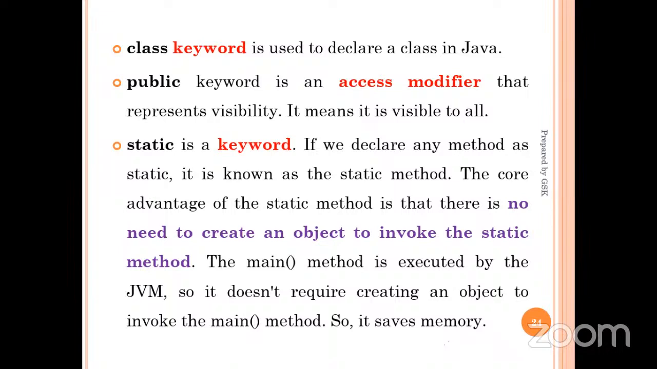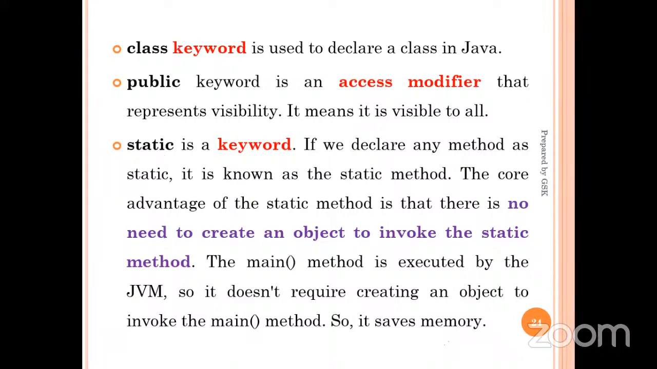In the same way, if you declare any class as public or any method as public, anyone can access it. Anyone in the sense you can access it from anywhere in the program, from any method, from any other class also. Okay. Then coming to static, it is also one of the keywords of Java.